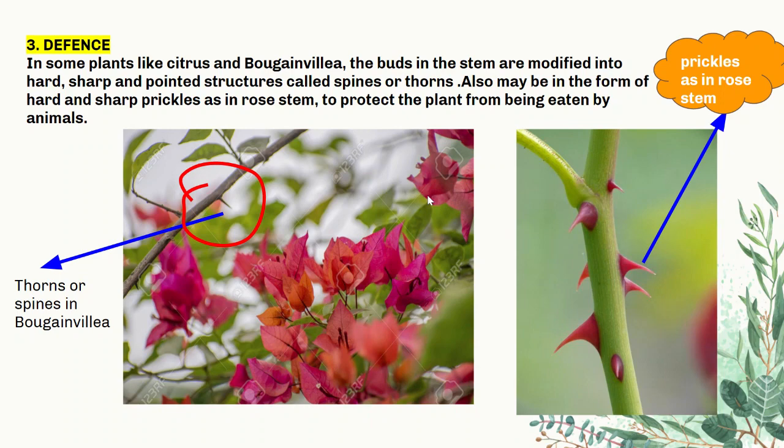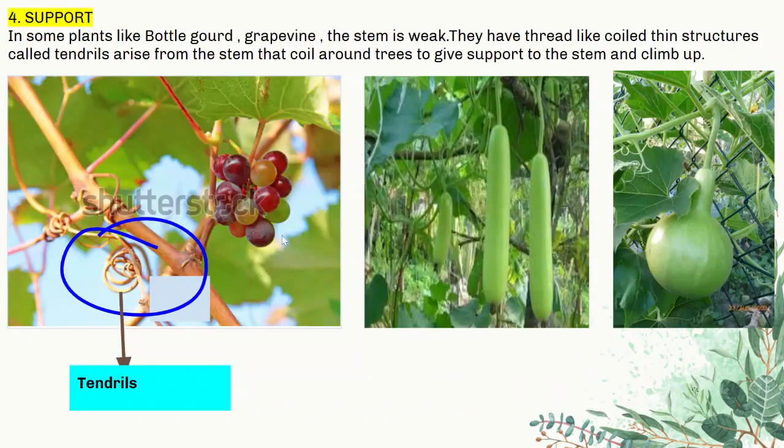Okay, now another modification of stem is for support. Children, in some plants like bottle gourd and grapevine, the stem is weak. They have thread-like coiled thin structures known as tendrils. Just look at this picture. These are the tendrils which arise from the stem and coil around trees to give support to the stem, and that is how they climb up. So these are some of the modifications in stem.